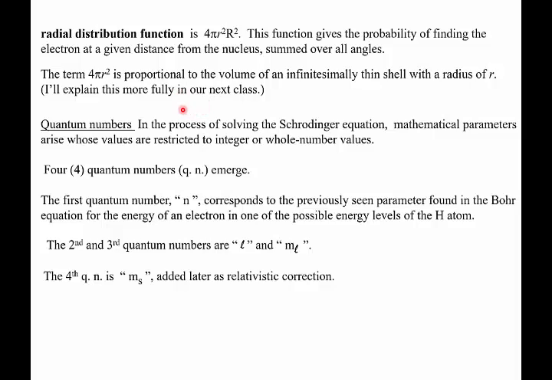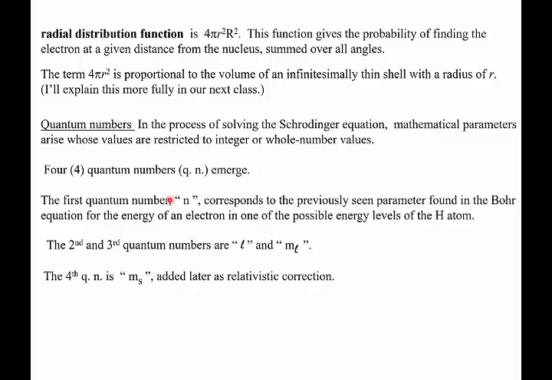What arises naturally when you solve the Schrödinger equation and arrive at psi functions and energy values is a set of parameters called quantum numbers. I'm sure you remember this from general chemistry. These quantum numbers are mathematical parameters which again arise naturally when you do the math, and their values are restricted to integer or whole number values. There are 4 quantum numbers altogether that emerge.